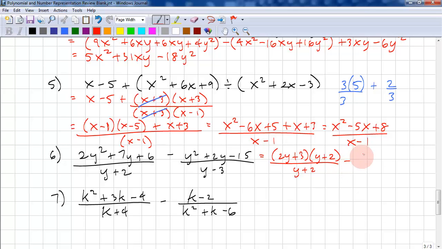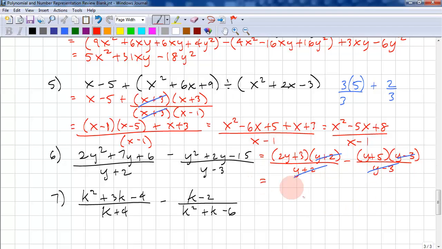Now we have y and y. We have a positive and a negative, and we have y minus 3 in the denominator. We're going to guess that this is going to be y minus 3. So the other factor must be 5. 5 minus 3 is 2, so that is correct. Let's cancel. Cancel, cancel, cancel.